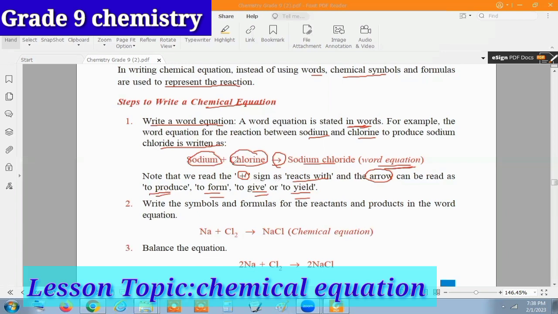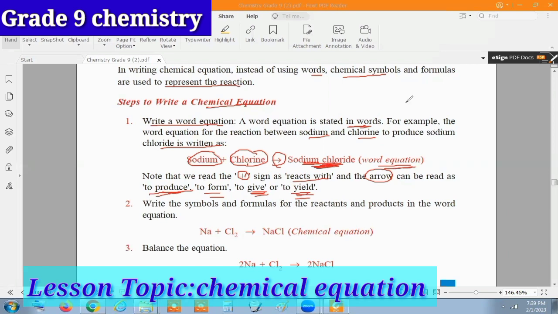We can use sodium reacts with chlorine to produce sodium chloride, or sodium reacts with chlorine to form sodium chloride, or sodium plus chlorine, or sodium reacts with chlorine to give sodium chloride, or sodium reacts with chlorine to yield sodium chloride, jechuudha.